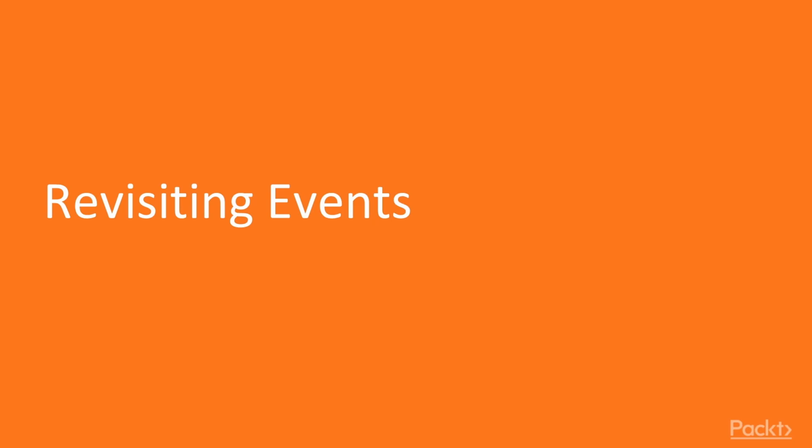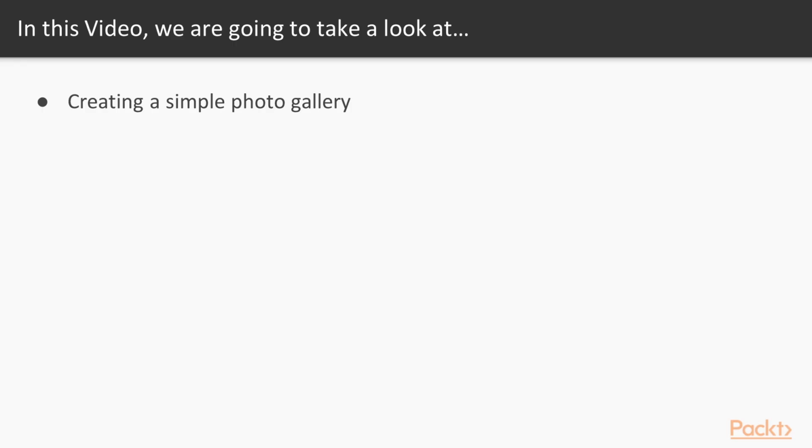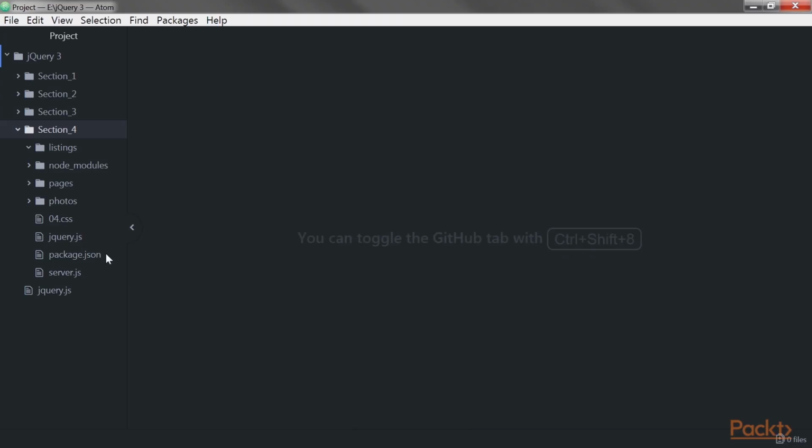Now we move on to the first video of revisiting events. In this video, we are going to create a simple photo gallery. The gallery will display a set of photos with an option to display additional photos upon the click of a link. We will be needing a web server to run our file, so we have created it.